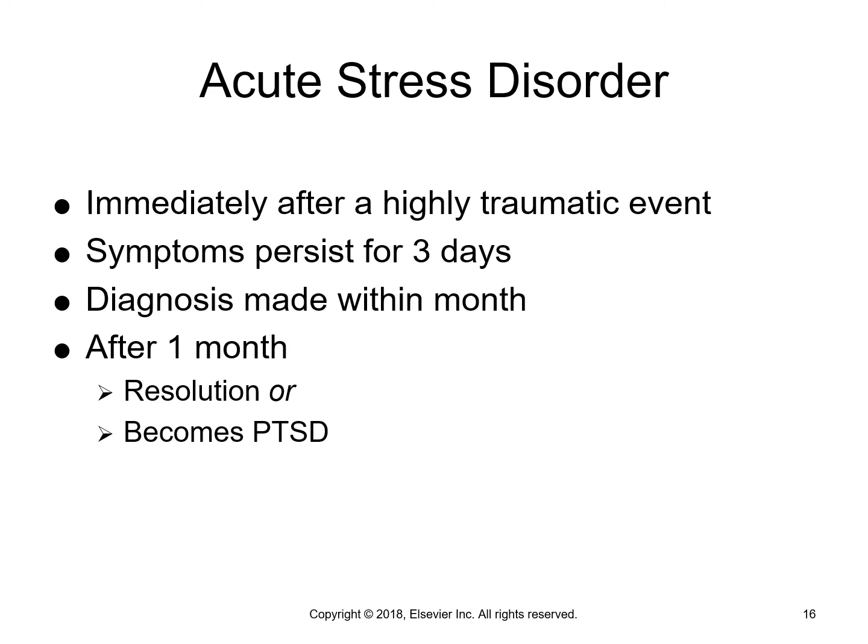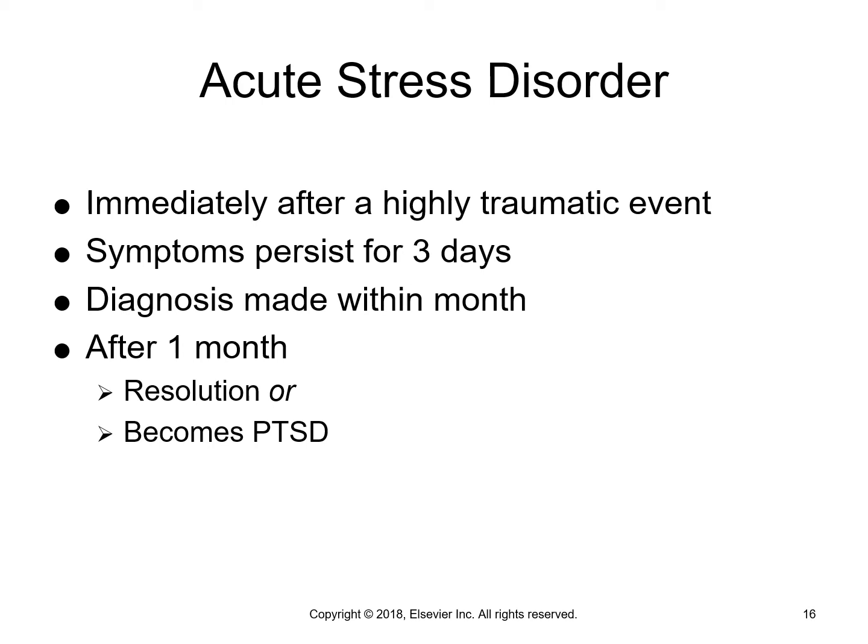So moving on to what is acute stress disorder. When we talked about PTSD, it is only when the symptoms are chronic, at least lasting more than 1 month. That is when we call it PTSD. But acute stress disorder is immediately after a highly traumatic event.